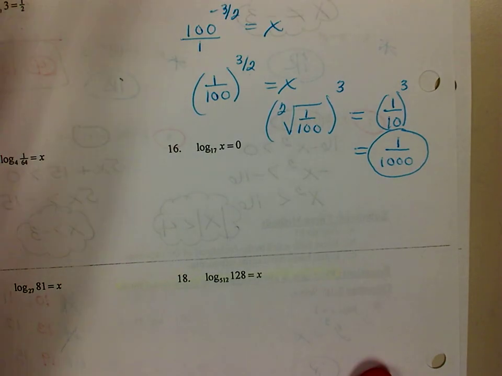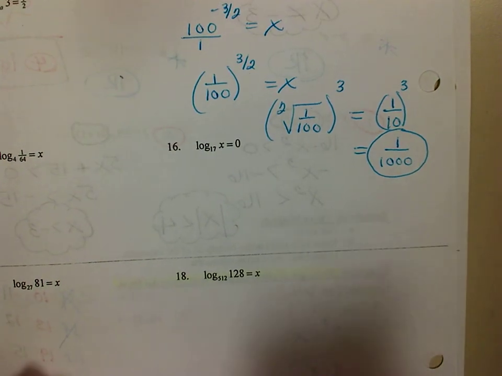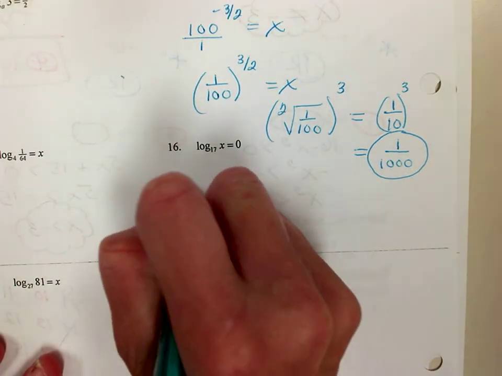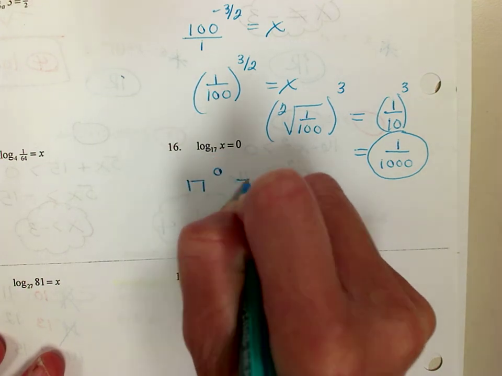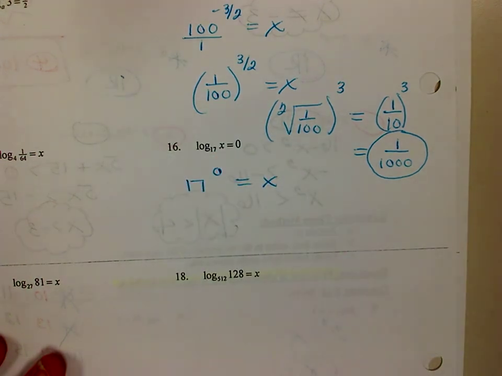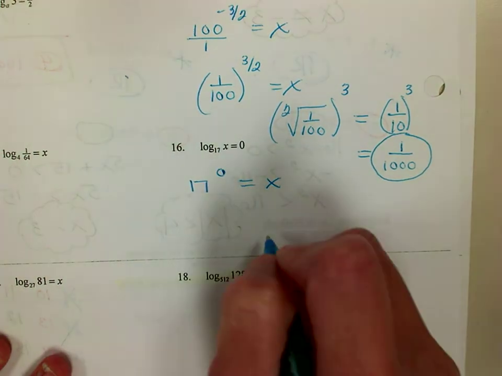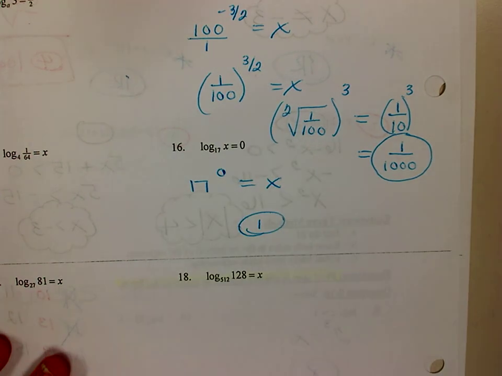Okay. Let's see which one was next. 16. Okay, 16. All right, so the first thing I want to do is rewrite my problem in exponential form. So 17 to the 0 power equals x. Well, anything to the 0 power is 1. So 1 is my answer.